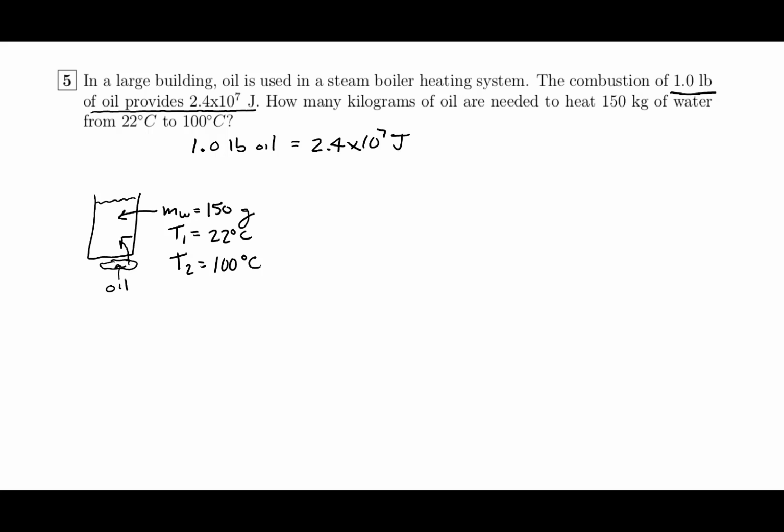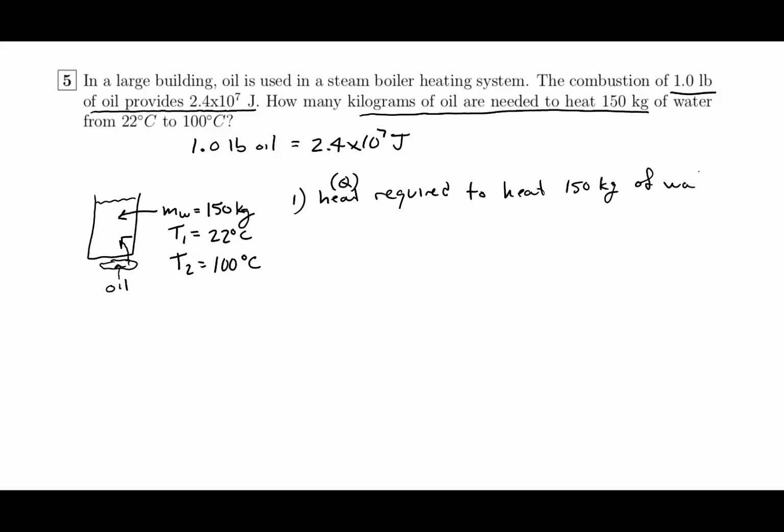And so we're going to do this problem in a couple steps again. First of all, we want to know how many kilograms of oil are needed to heat that much water. 150, this is kilograms of water. So first we're going to calculate the heat required, and this is Q, to heat 150 kilograms of water from 22 degrees Celsius to 100 degrees Celsius.